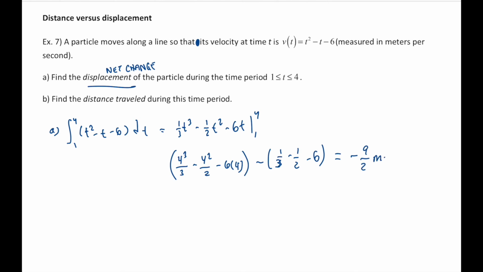So the units are in meters. What that means is from our starting position to our end, we are now 4.5 meters left, negative, of our start.